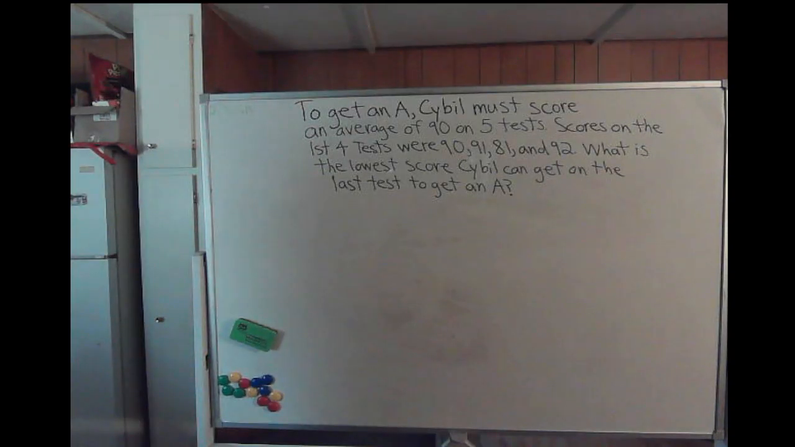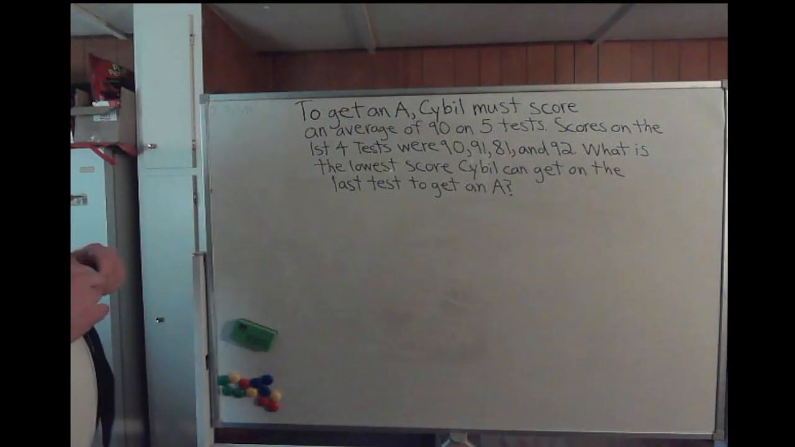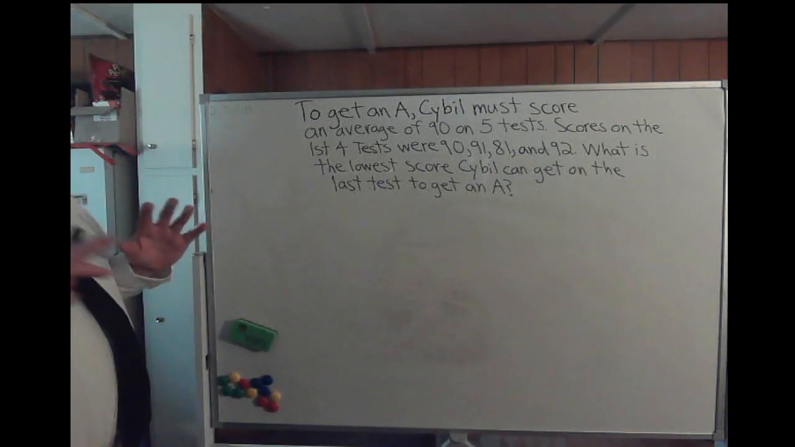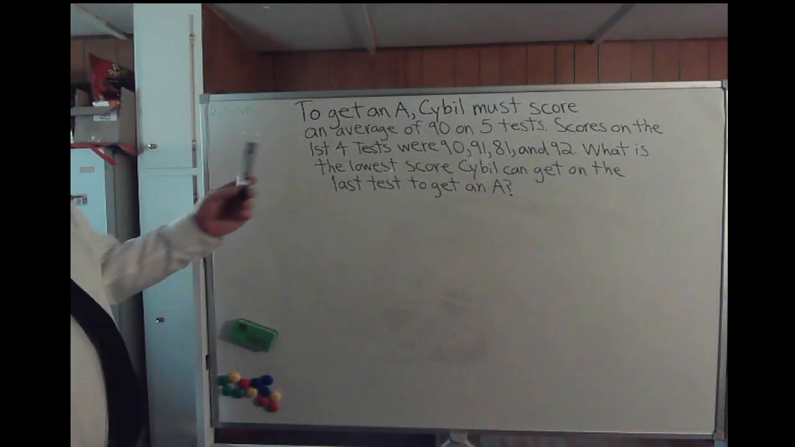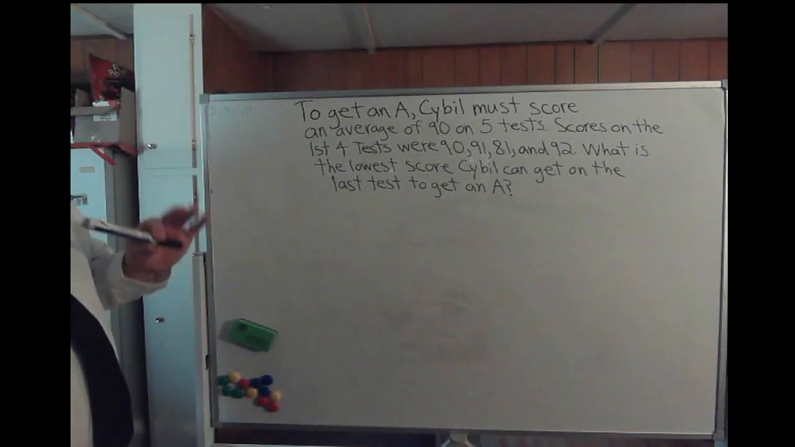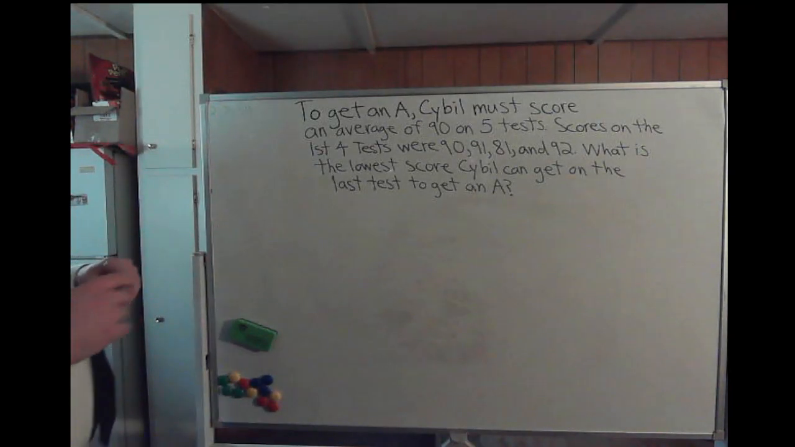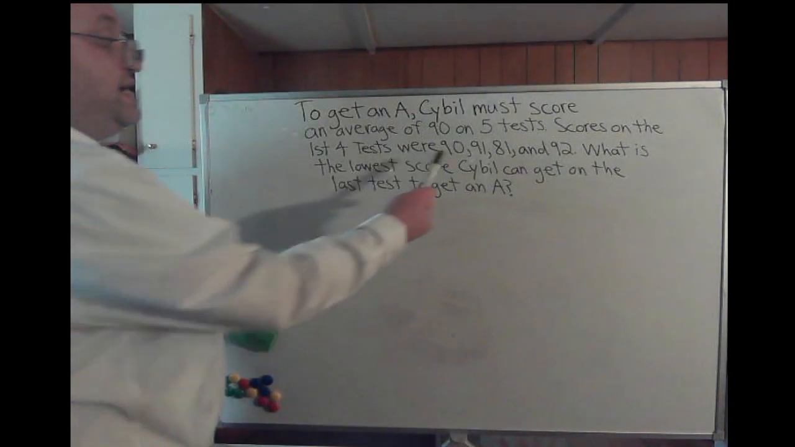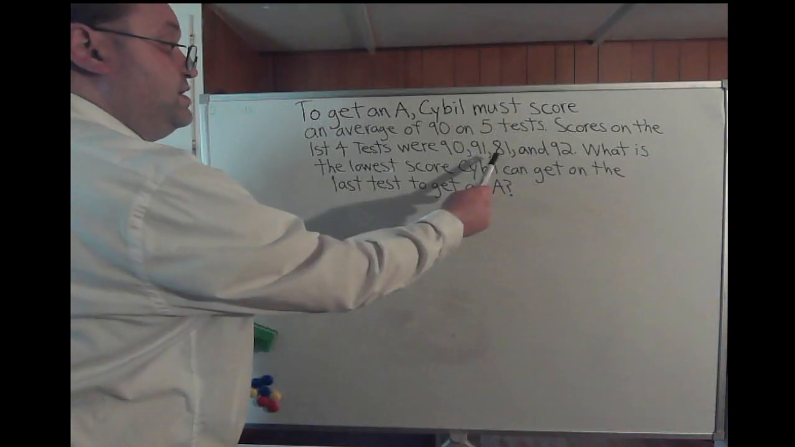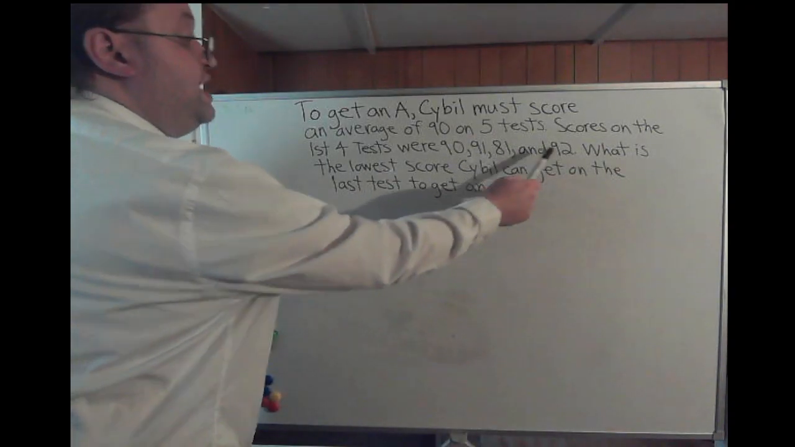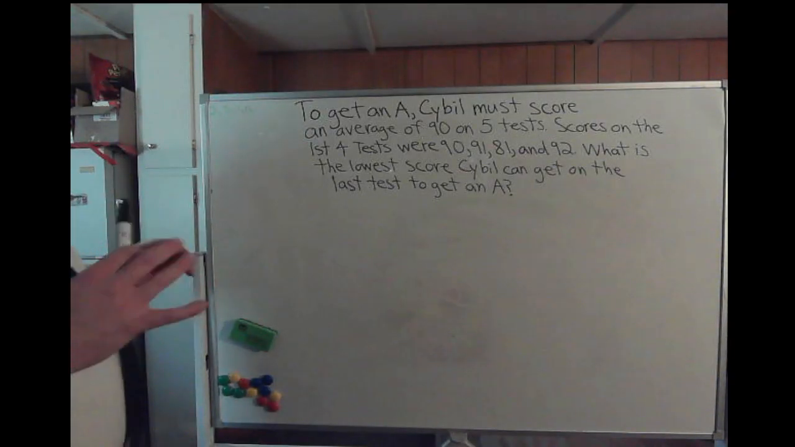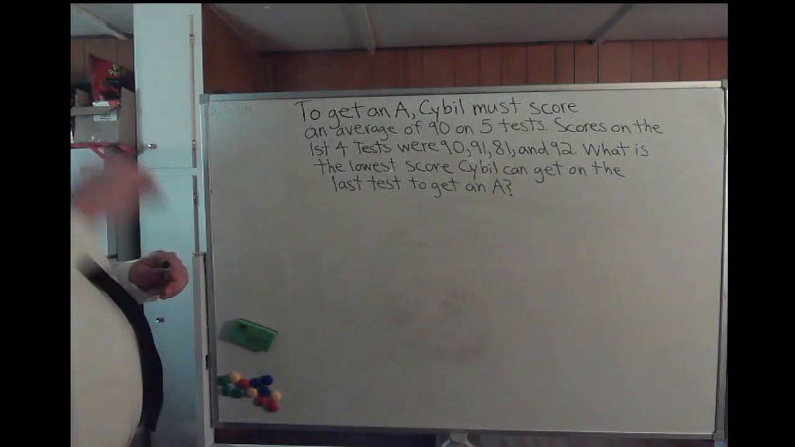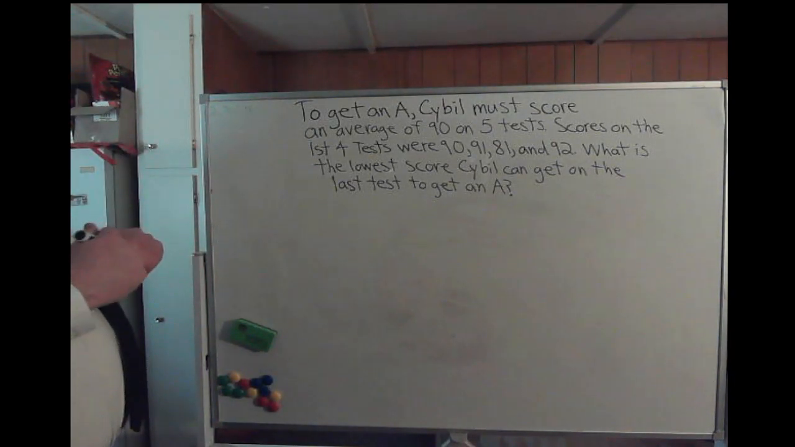So we're talking about Sybil here. She must score an average of 90 over 5 tests in order to get an A. She still hasn't taken her 5th test yet. On the first 4 tests, she's gotten a 90, a 91, and then she dropped to an 81, and then she got a 92 on her most recent test.